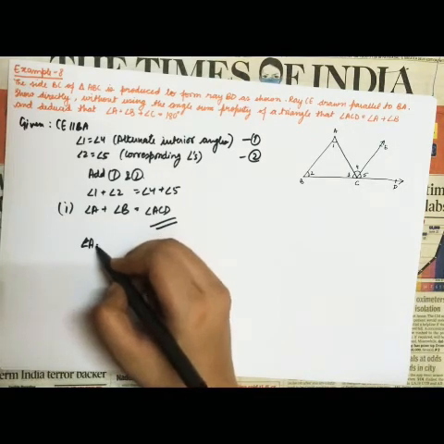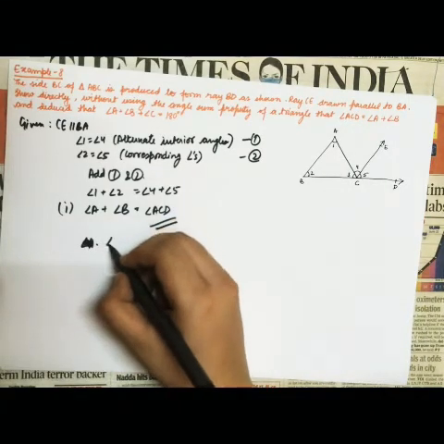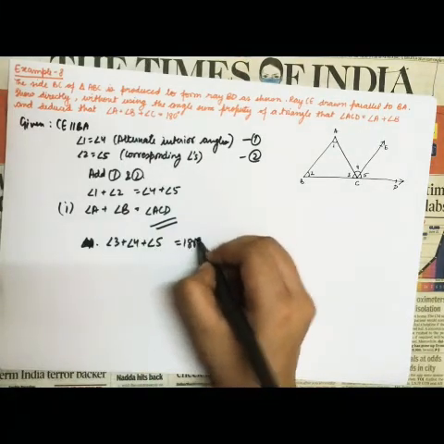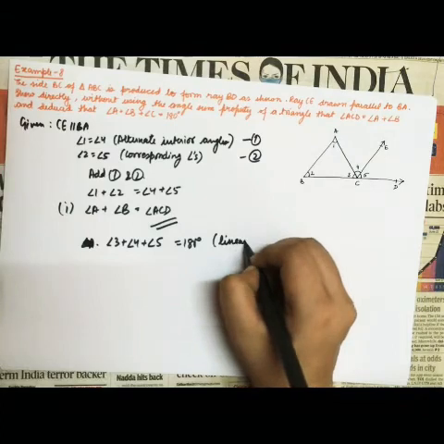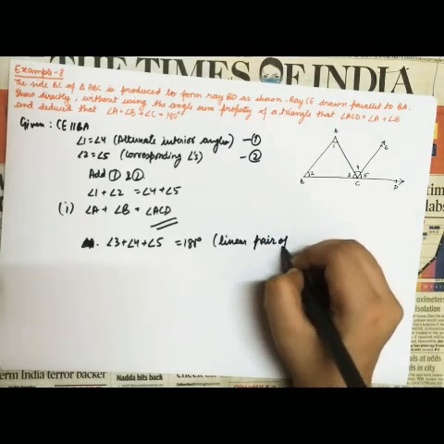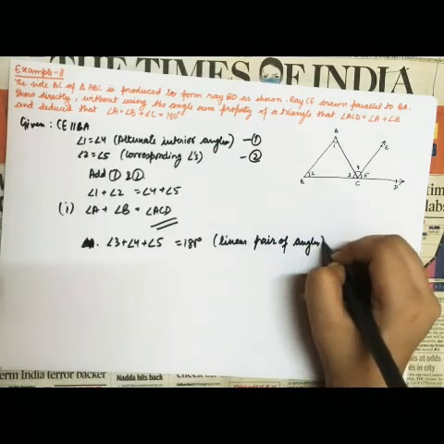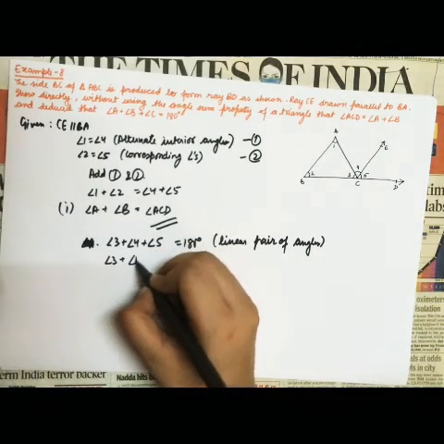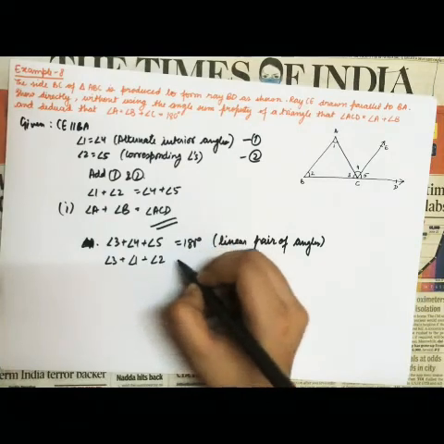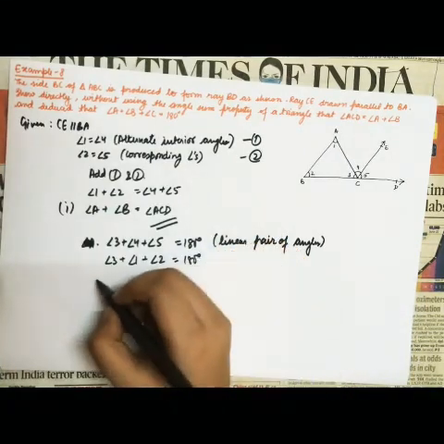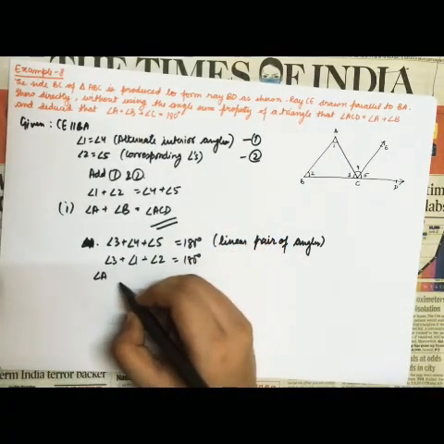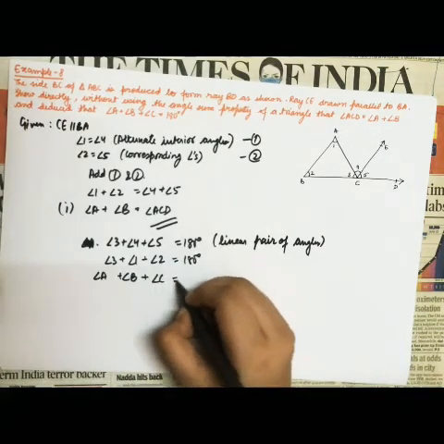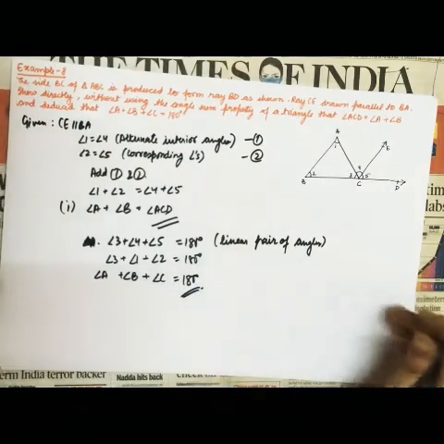Now angle 3 plus angle 4 plus angle 5 is equal to 180 degrees, as they form a linear pair of angles. Angle 3 plus angle 4 is nothing but angle 1, and angle 5 is nothing but angle 2, so this is equal to 180 degrees. Angle 1 is angle A, angle 2 is angle B, and angle 3 is angle C, equal to 180 degrees. Hence proved.